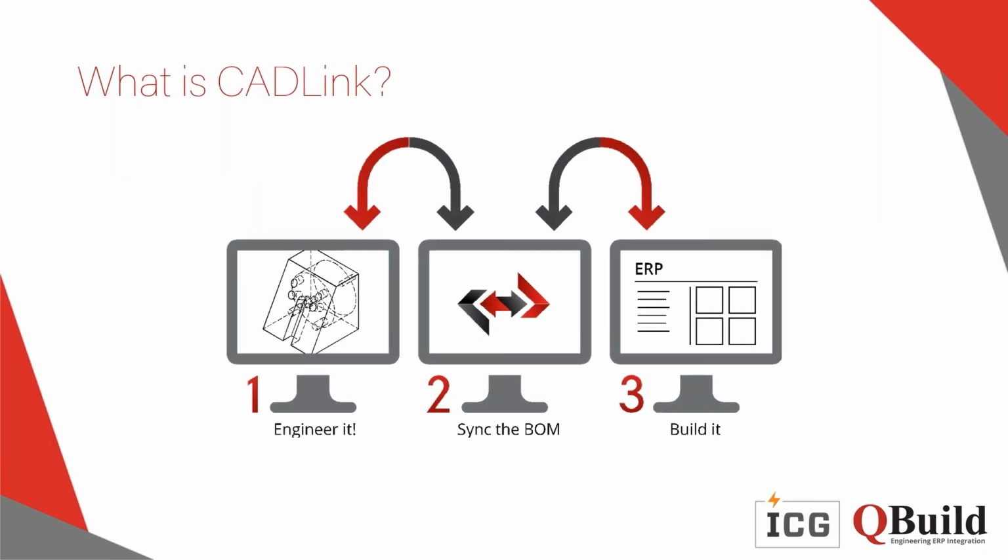So that's where CADLink steps in to help resolve all these issues and take all of this off your plate by automating a large portion of this design process. So what is CADLink? CADLink, as I mentioned, is a solution that will automatically synchronize your engineering bill of materials and items between your CAD, PDM, PLM system and your ERP, FortShift.